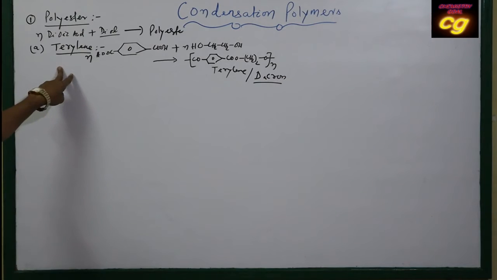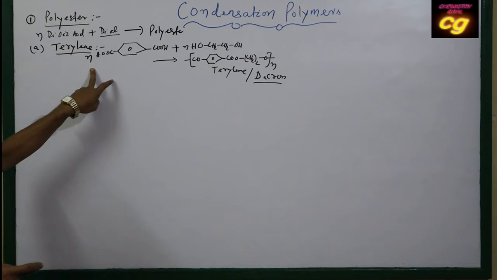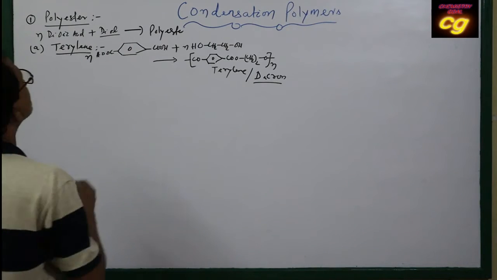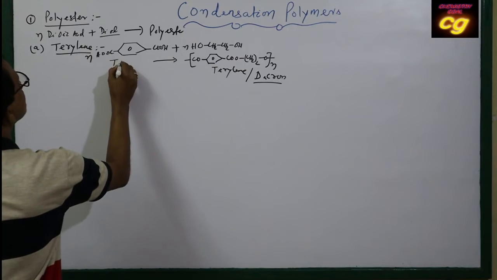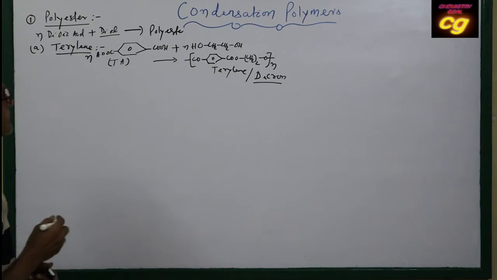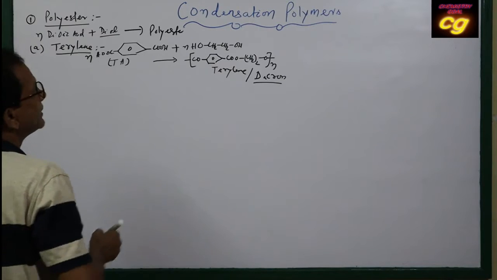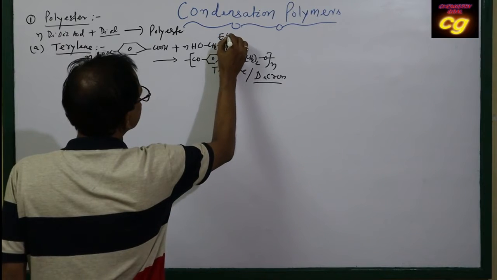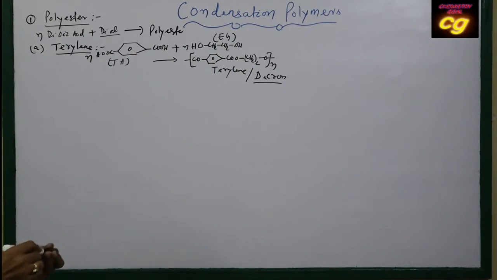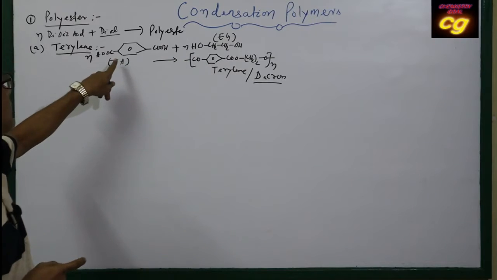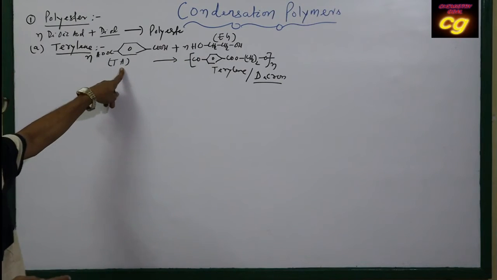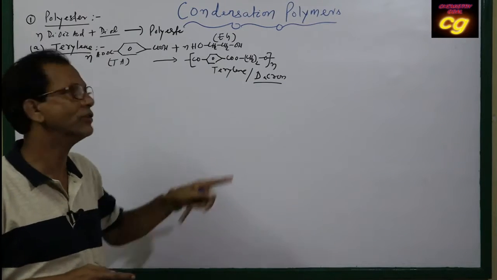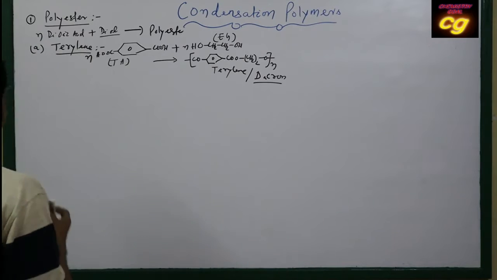So the first polyester, that is terylene, is the polymer of terephthalic acid. This is called terephthalic acid. Short form I have written terephthalic acid, and this is your ethylene glycol, short form EG. So when ethylene glycol combines with terephthalic acid, it produces terylene or dacron. That is one example of polyester.